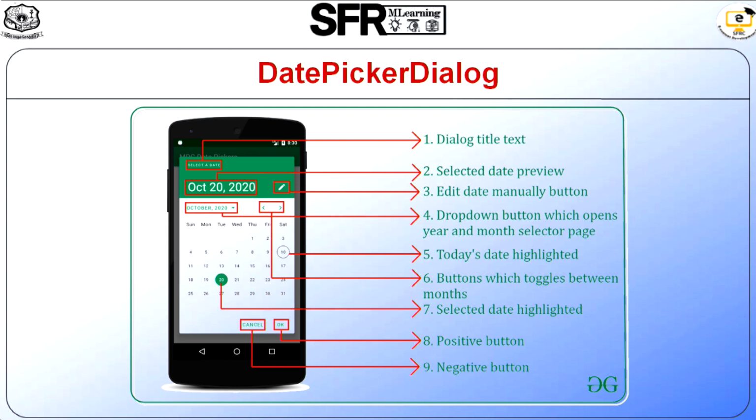This is the anatomy of the date picker control. It has 9 parts. The first one is the dialog title text, next one is the selected date preview, then the manually edited date, the fourth one is the drop-down button, the fifth one is today's date, which can be highlighted in some color. The sixth one is the button which toggles between months. The seventh one is the selected date highlighted. The eighth one is the positive button, and the ninth one is the negative button.